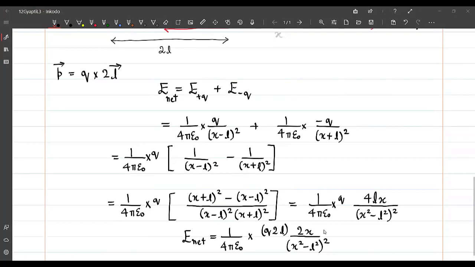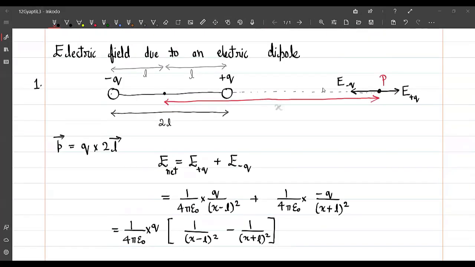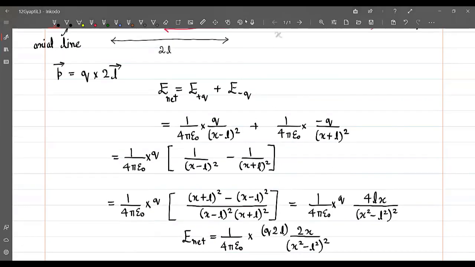All right, we'll move forward. Now we have electric field due to an electric dipole on the axis. This line is called the axis. This line is called the axial line or the axis. We'll carry on this formula to the next page.